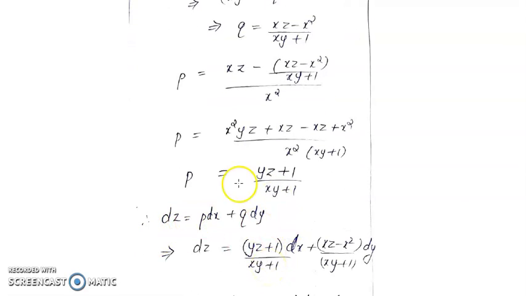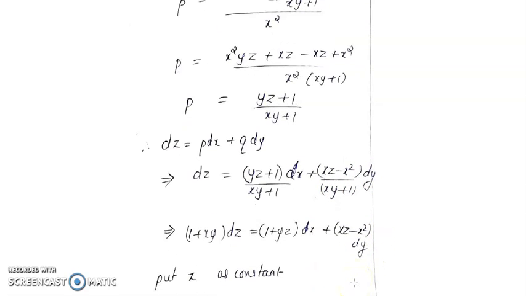Now the solution of the two PDEs will also be a solution of this equation. The solution of dz equal to p dx plus q dy will be our required solution. So we will solve for this equation. So you will get the Pfaffian differential equation dz equal to, substituting p and q, yz plus 1 by xy plus 1 dx plus xz minus x square by xy plus 1 dy.